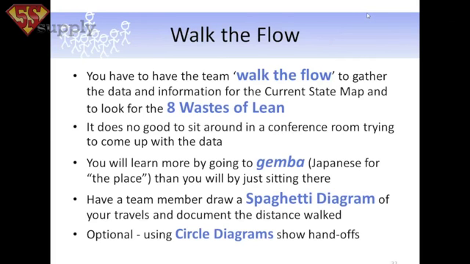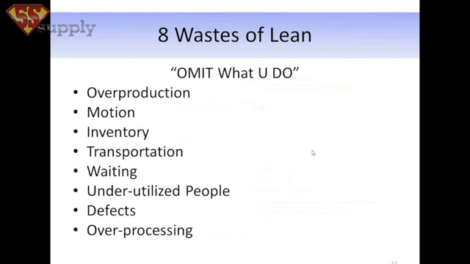Okay, so what we want to do is walk the flow. That way we can actually go look for things like wastes. It's better to go visually see, go to Gemba where the actual work is being done. But you might be able to use some other tools like spaghetti diagrams or circle diagrams to give you a little bit more information about what's going on in your areas.